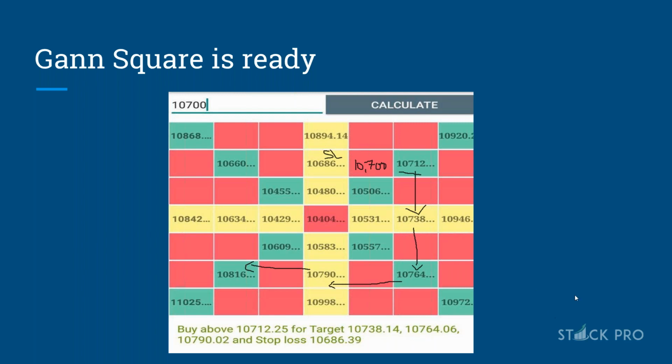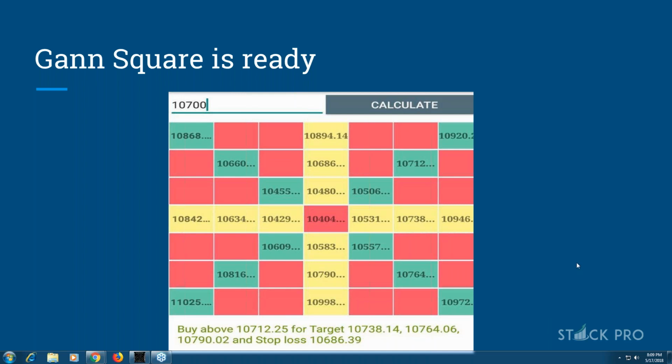Suppose the Nifty is going in the downward direction. Then what will happen? This is where you have 10,700. Right now you want to sell. How do you sell? How will the levels come? So your entry has to be at 10,686. Then your next level will be 10,660, then 10,634, then 10,609, then 10,583, then 10,557, and so on and so forth. Your stop loss, this 10,712 will become your stop loss. So hope you are understanding it clearly, right?